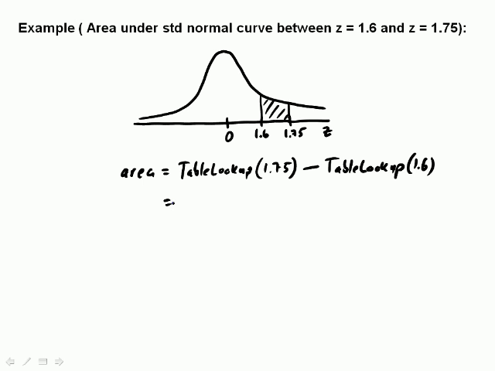So first let's look up the area that goes from the left-hand side of the curve all the way up to 1.75. If I look up 1.7 and go over to the column that says 0.05, I get 0.9599 for that area. So that's the area from the left-hand side all the way up to this upper endpoint right there. And then I'm going to subtract off the area from the left-hand side up to the lower endpoint over here in the second part of this expression.